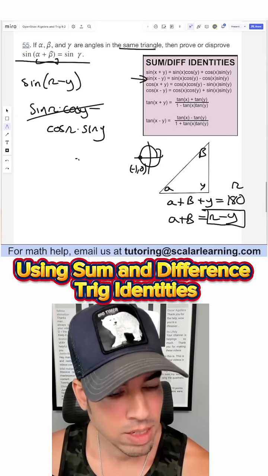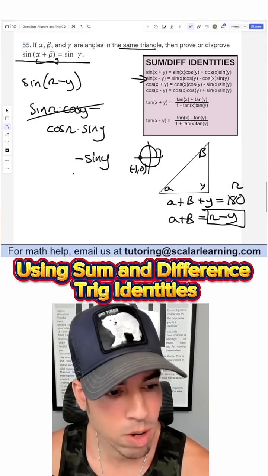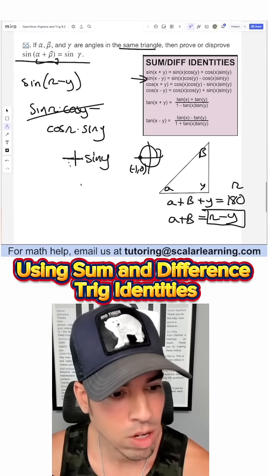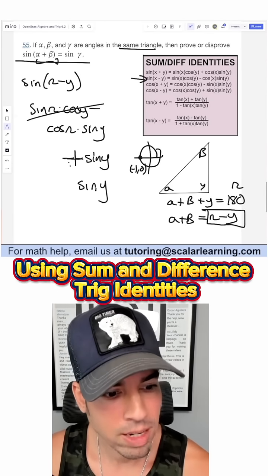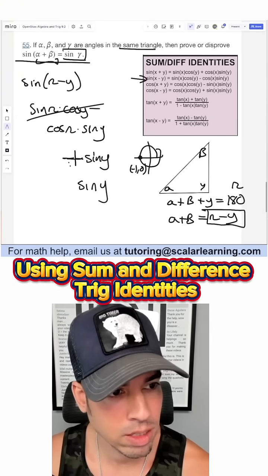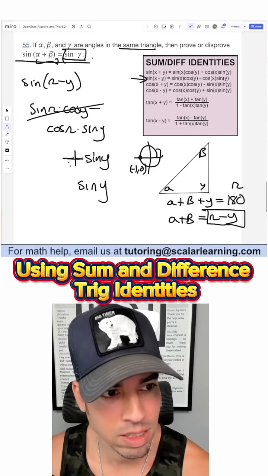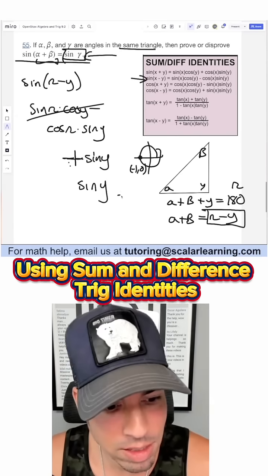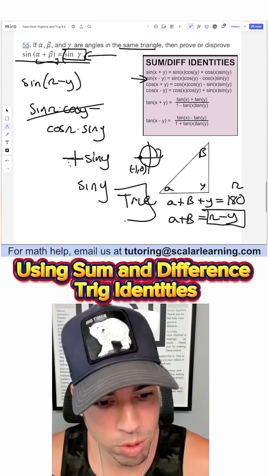So this becomes negative sine of y or gamma. And remember, there's a minus in front of that. So guess what? These end up canceling out to a plus, which means that it is indeed equivalent to this side. Sine of a plus b is indeed equivalent to this. So that's how you verify it. It is indeed true. Boom, done.